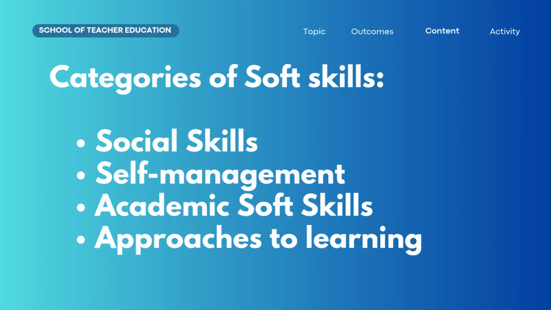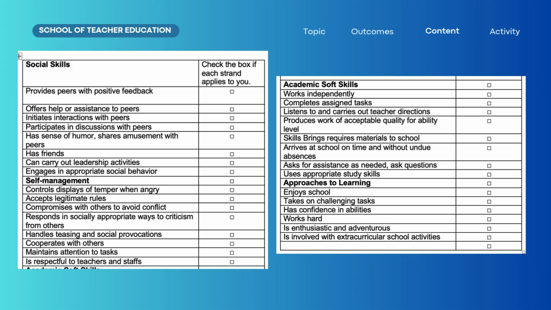The different traits or the different strands are in this page, and I want you to pause the video and check how many of these strands apply to you. How many strands in social skills apply to you, self-management, academic soft skills, approaches to learning. All right. So by now, I hope that you were able to count how many of these observable traits you have already in mind. Note that we should accomplish first, or we should have this first before we can expect our learners to have them.